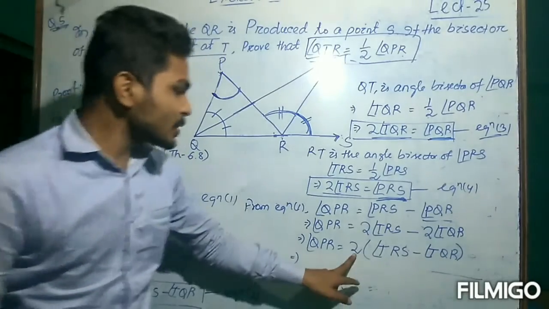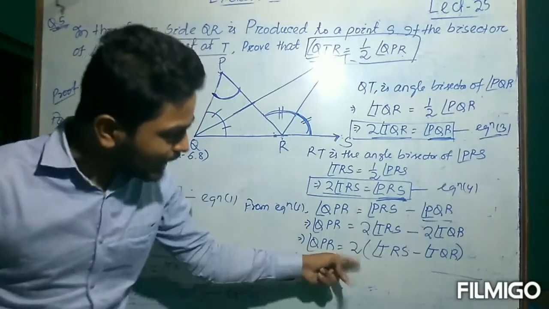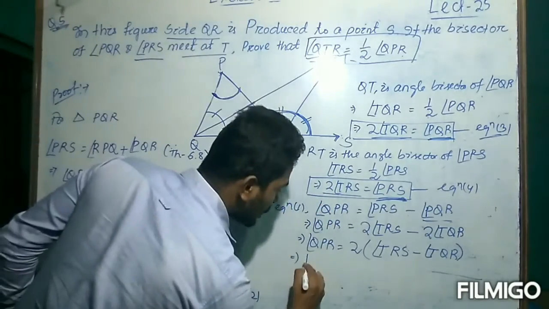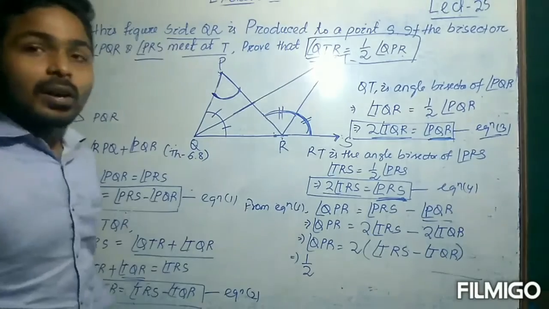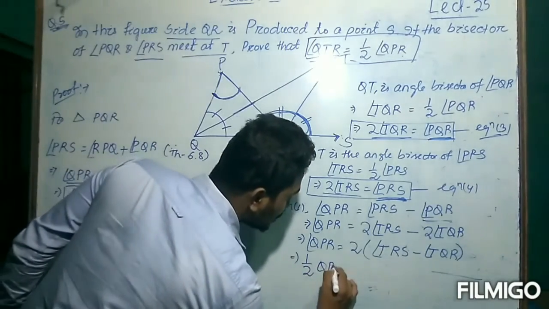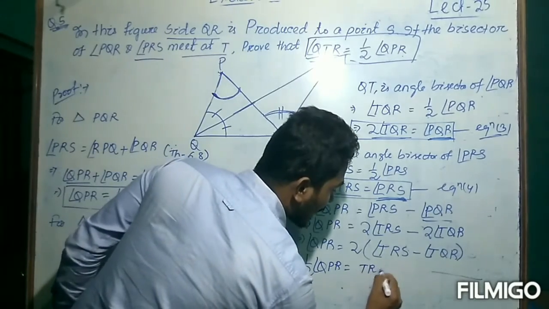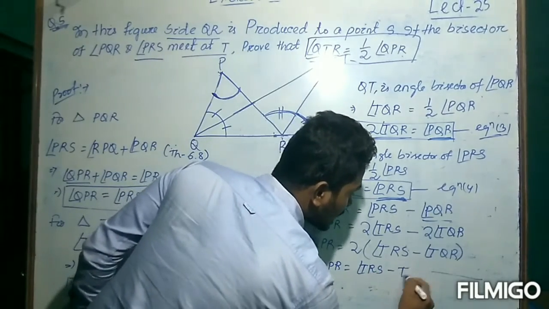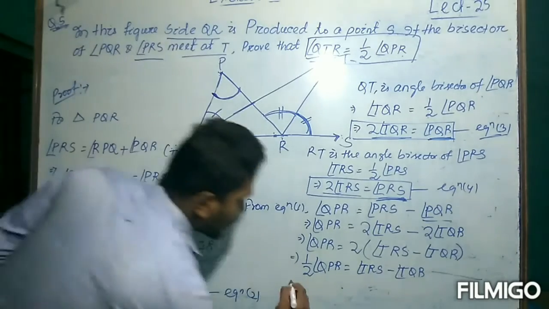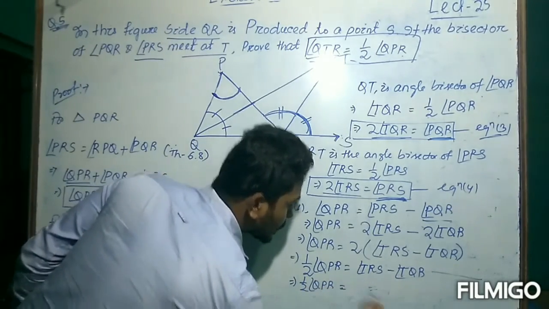So wherever this 2 moves to the left hand side, it will be divided, because on the right hand side it is in the numerator. So when it moves to the left hand side, it will be divided, or this 2 moves to the denominator. So half of QPR is equal to how much? TRS minus TQR.